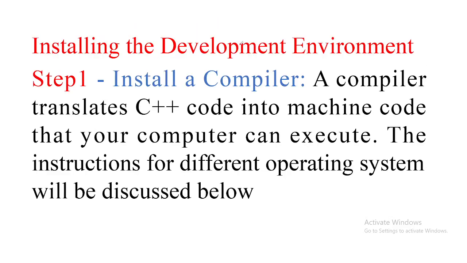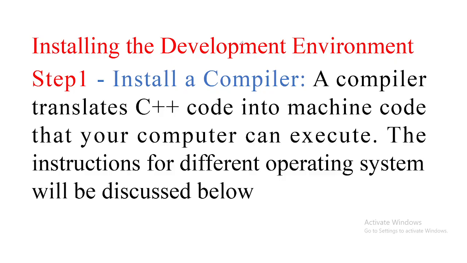Now, setting up the development environment, step one. In this video, we will focus on only step one, and that is installing a compiler. C++ is a compiled language, which means whatever you're writing will be compiled and translated into machine code. That is the code that the computer can understand and execute.